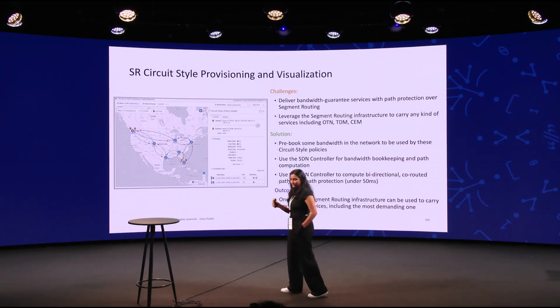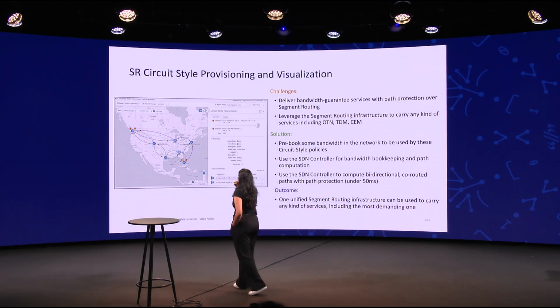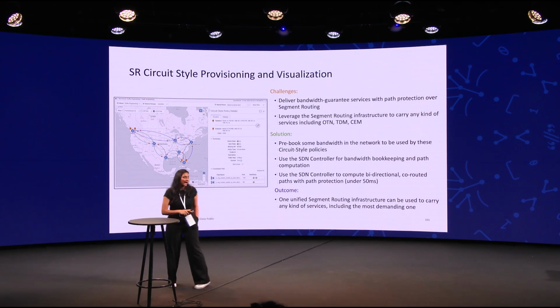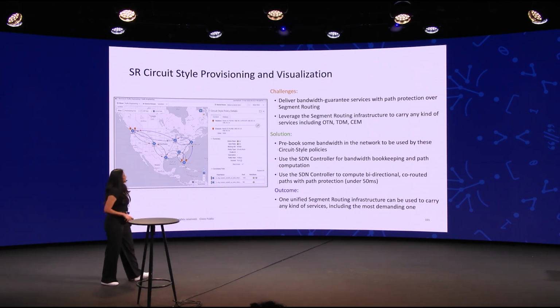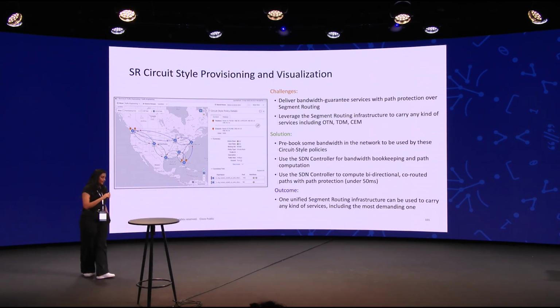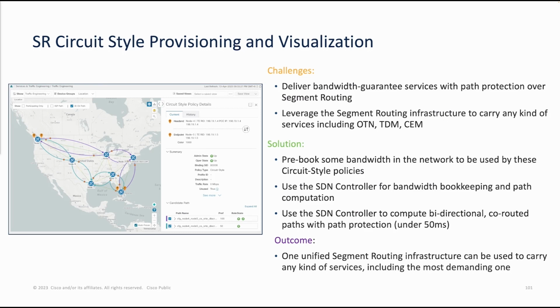OK, so first I want to go into circuit style provisioning and visualization, because this is actually really super cool. So you have a class of services where it's super gold class, it's super high privilege services, and you want to deliver a bandwidth guaranteed section of your network with path protection over segment routing. So this is assuming you have segment routing in your network, and you don't want to change anything in order to get those bandwidth guaranteed services.